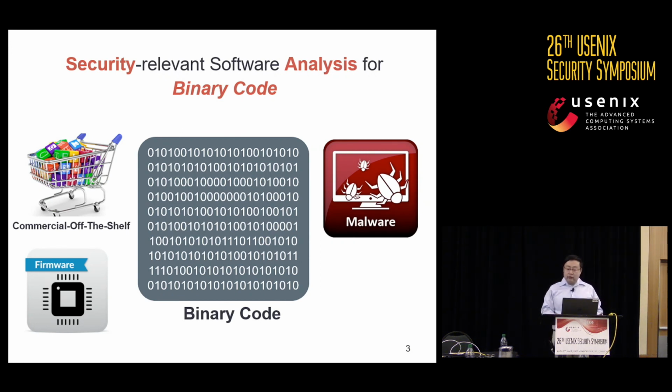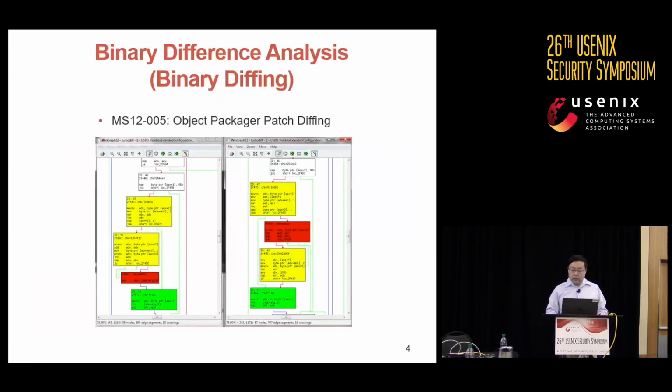And one direction of security analysis for binary code is to detect the difference between two binary code. We call it binary diffing. The binary diffing technique is first derived from the patch analysis. For example, we compare two binary code, one is patched, another one is not patched. We can find which part of code has been modified or patched.